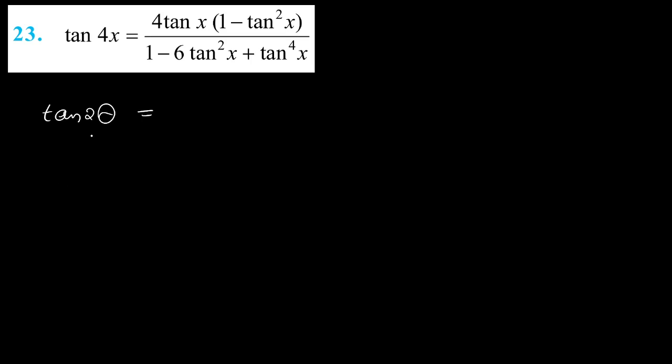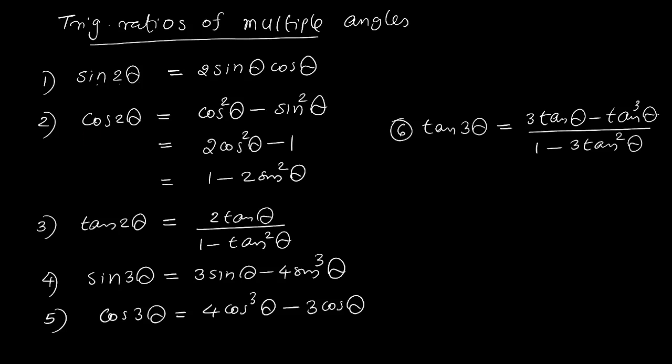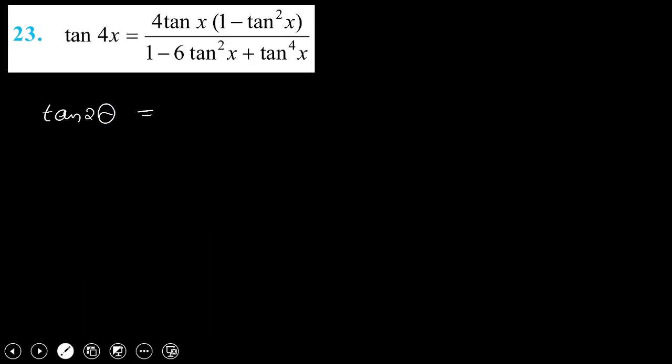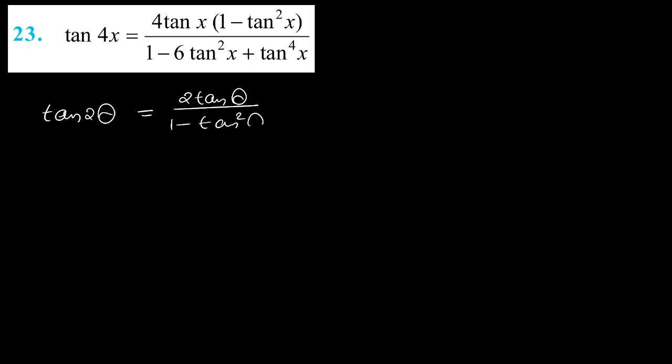Tan 2 theta, we studied the formula. By today's class you must memorize all the formulas. Tan 2 theta is 2 tan theta by 1 minus tan square theta. So tan 2 theta, let me write the formula first. 2 tan theta divided by 1 minus tan square theta. This will be the first step. But I want tan 4x. So I have to make some substitution.